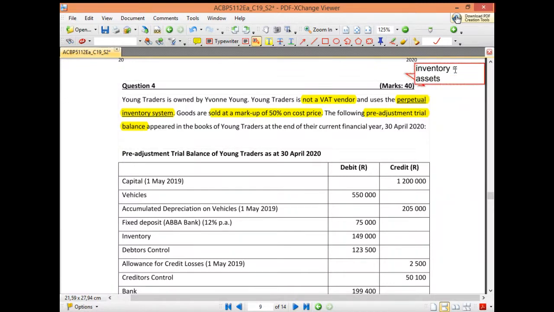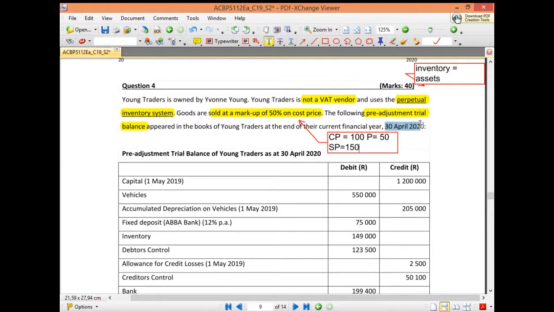So this is where we apply our first semester information. Goods are sold at a markup of 50% on cost. So in the event you have to use it, your cost price would have been 100, your profit would be 50, and your sales price would be equivalent to 150. Then they tell you the pre-adjustment trial balance for the year end is 30 April.